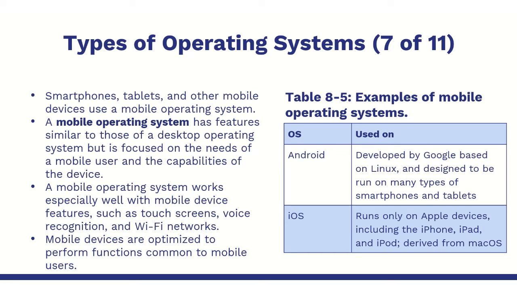Smartphones, tablets, and other mobile devices use a mobile operating system. A mobile operating system has features similar to those of a desktop operating system, but is focused on the needs of a mobile user and the capabilities of the device. A mobile operating system works especially well with mobile device features such as touch screens, voice recognition, and Wi-Fi networks. Mobile devices are optimized to perform functions common to mobile users.